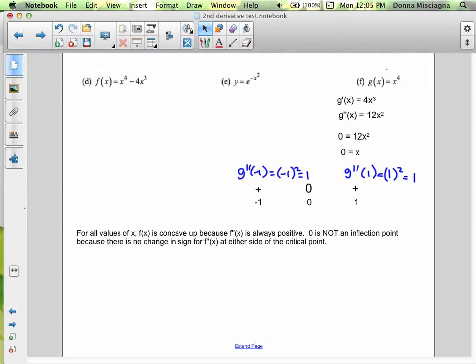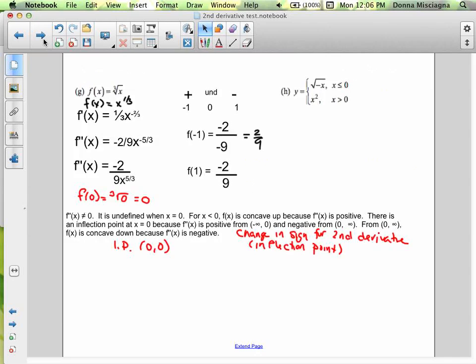So for all values, g of x is concave up because g double prime of x is always positive. 0 is not an inflection point because there's no change in sign for the second derivative on either side of the critical point. Right? So it's a critical point, but not an inflection point. Let's see how many more we have. Not too many more. And this is the typing version. These are all in your notes. Looks like I put them all in. And we only got a couple more of these problems before this video ends.